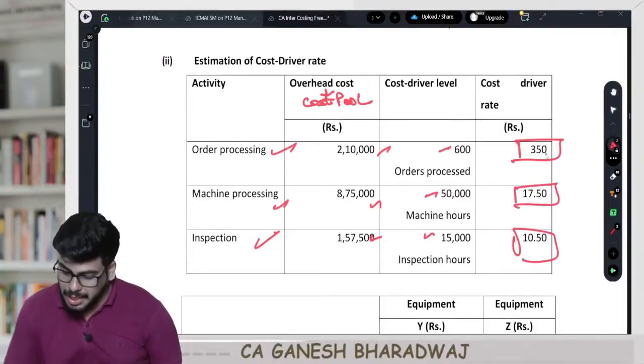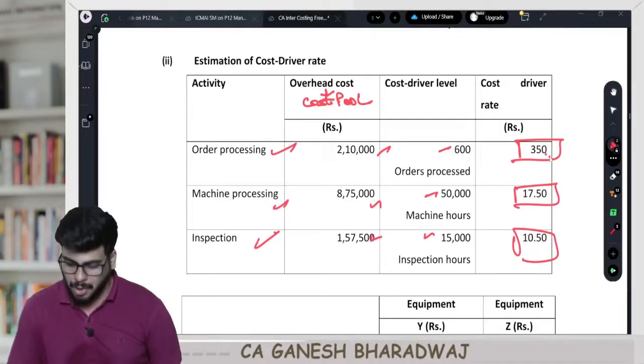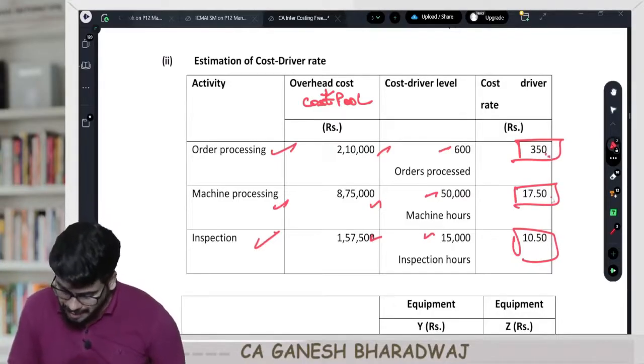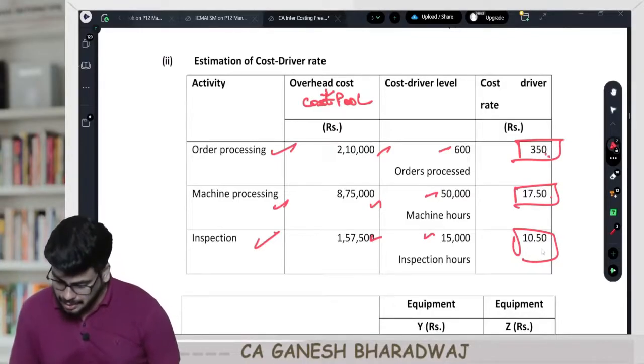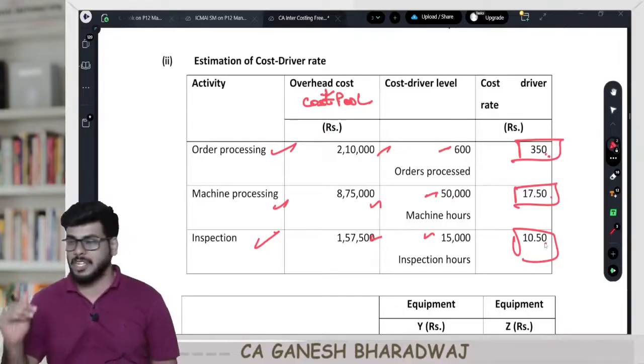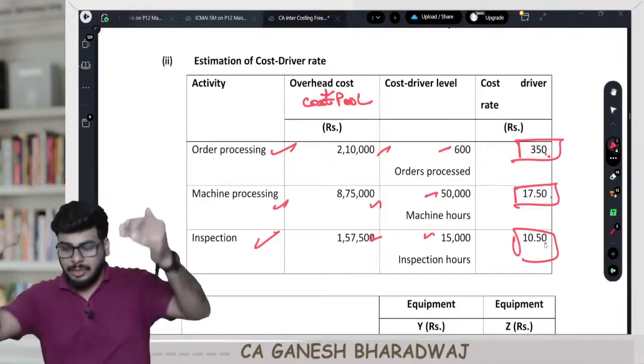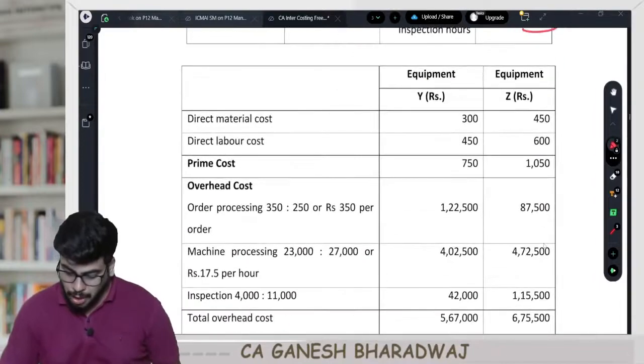So it's going to be 350 rupees per order processed. This is going to be 17.5 per machine process. And here it's going to be 10.5 rupees per inspection hour. Are you clear with this? So now that I've got the cost driver rate, what will I do now?